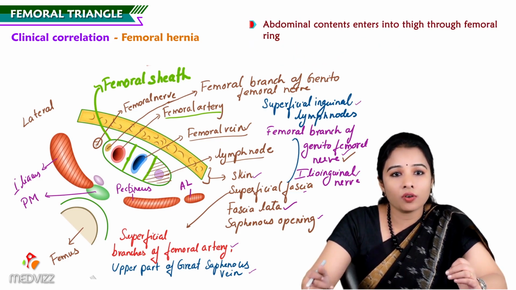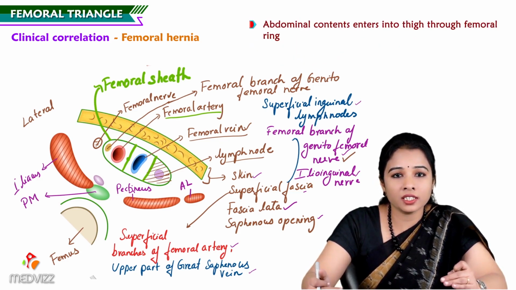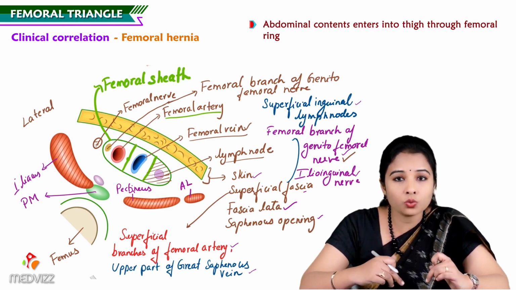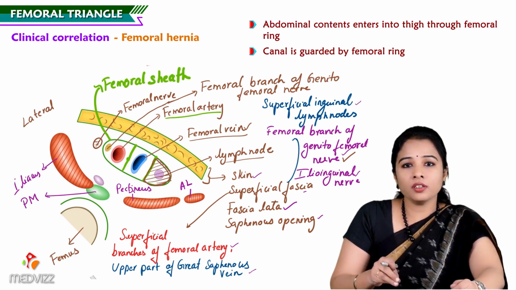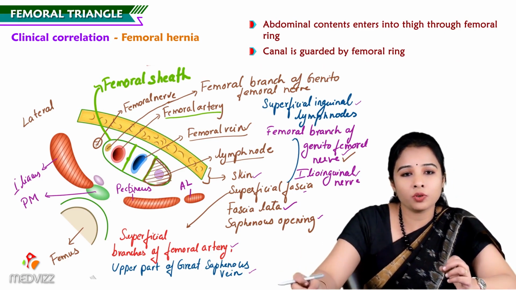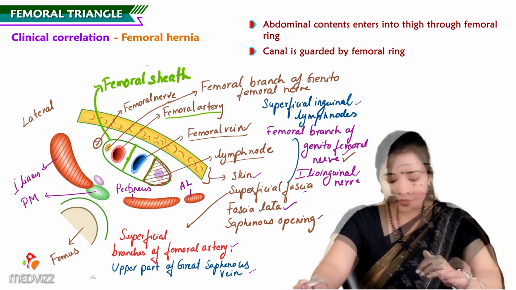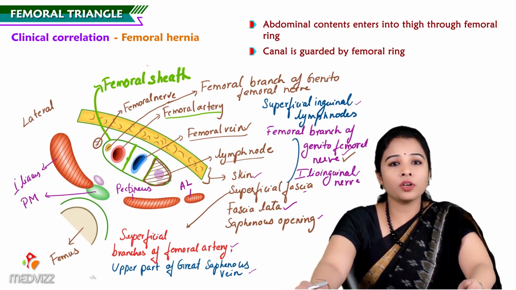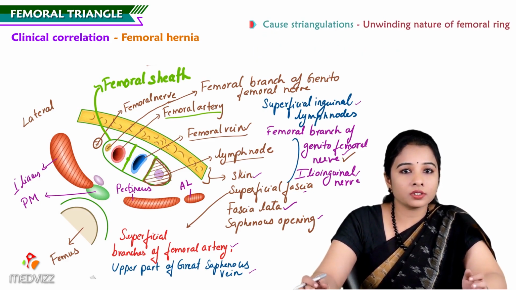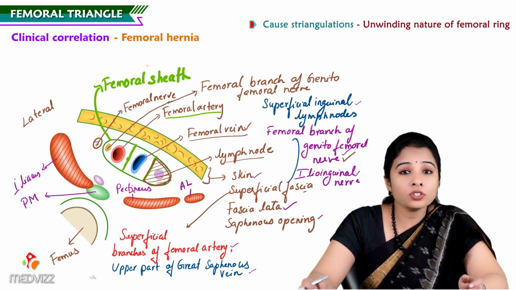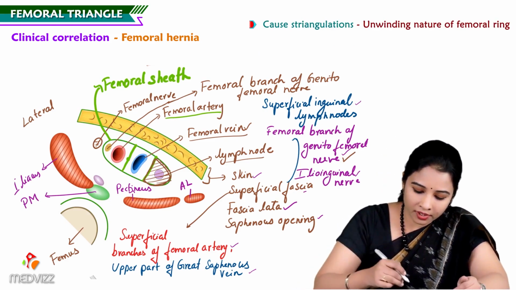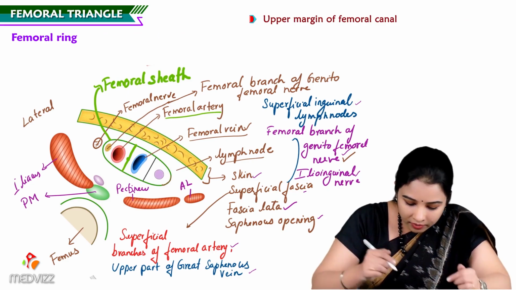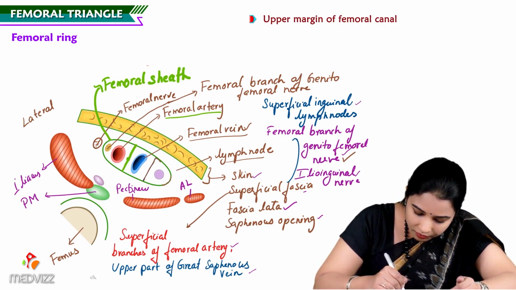The passage through which the femoral hernia enters the thigh is through the ring. So this canal is guarded by this ring. The upper boundary is the femoral ring, through which the abdominal contents protrude into the femoral canal. Further, it protrudes, and later it may cause strangulation. The cause of the strangulation is the unyielding nature of this femoral ring, which is the upper margin of this femoral canal.